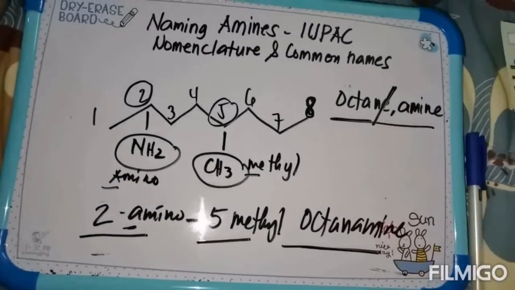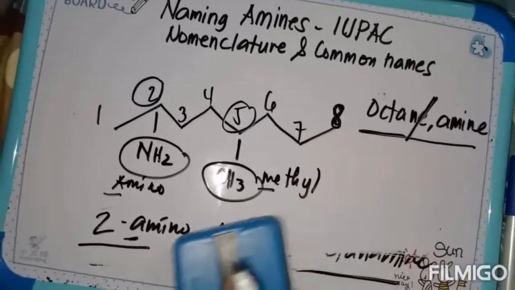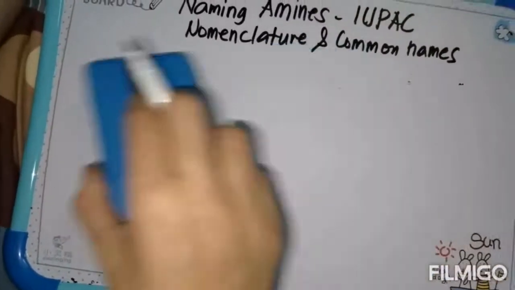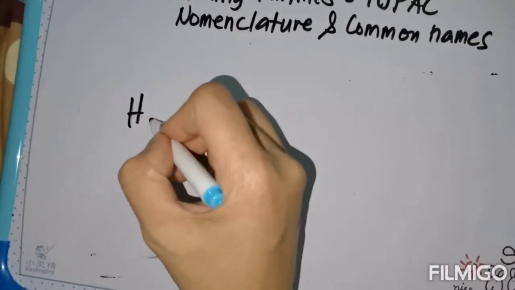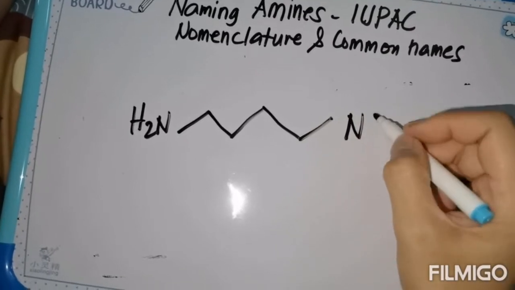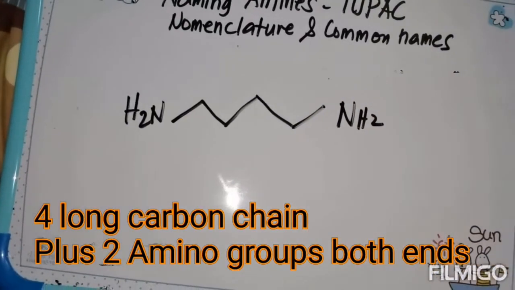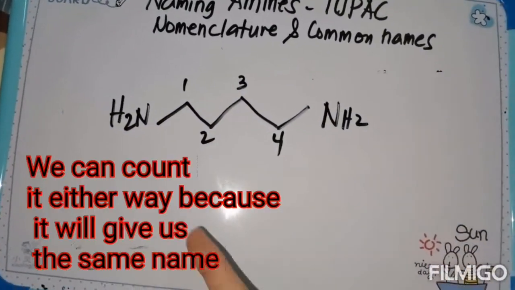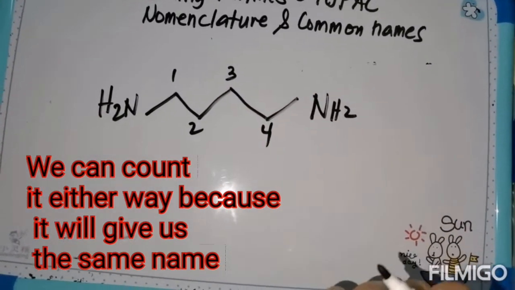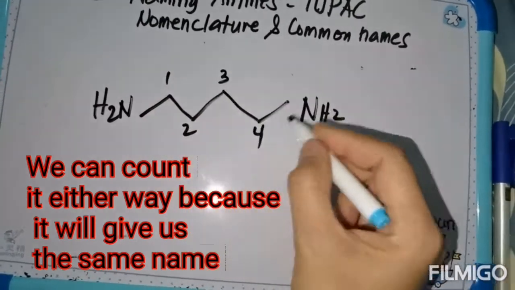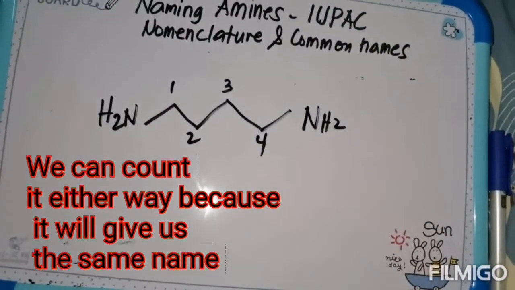Okay, so what if we have an NH2 group attached to the chain in a case like this? This is amino, 1, 2, 3, 4, 5, and here is also another group of amino. So we will number this as 1, 2, 3, 4. Okay, we can count in either direction because it will give us the same name. Either we count from here 1, 2, 3, 4 or 1, 2, 3, 4. Okay, it will give us the same name.